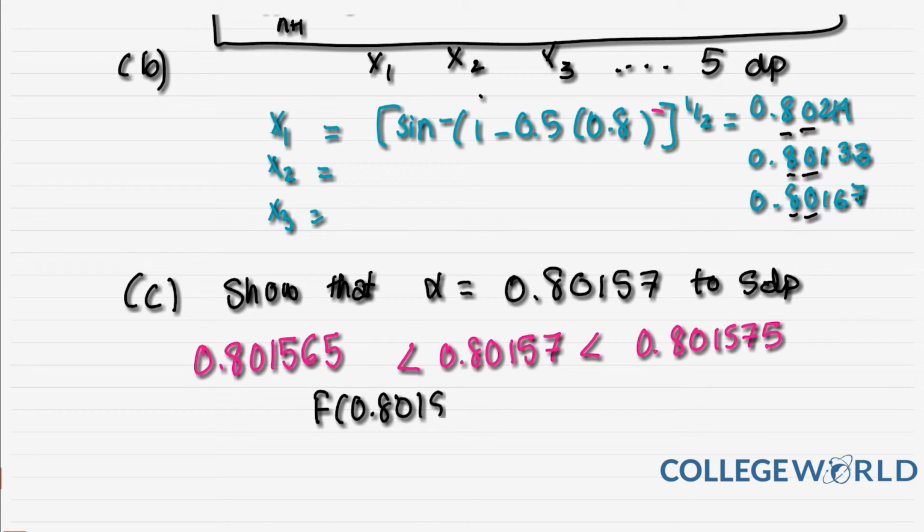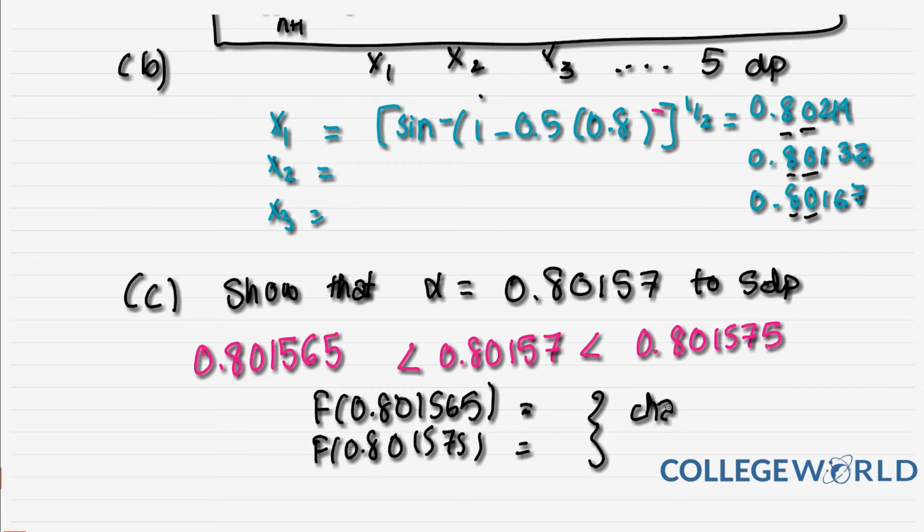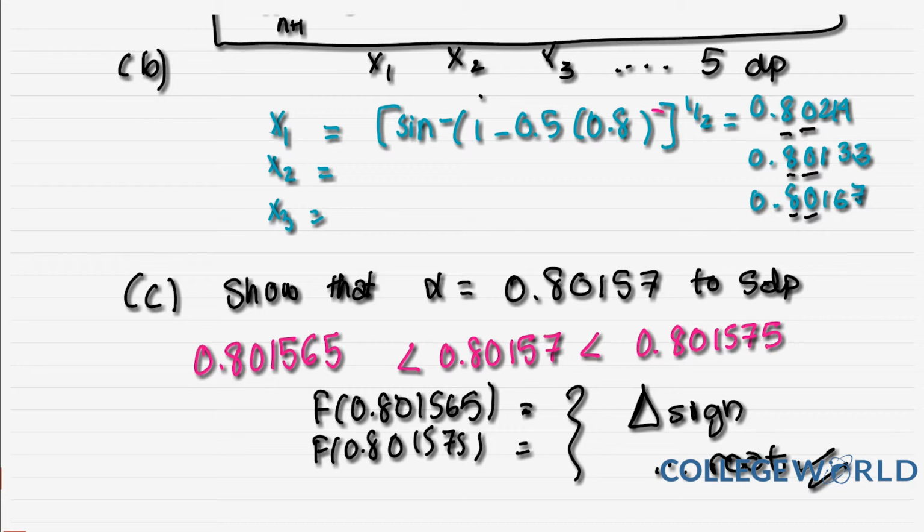And then what we do is we simply use the graphical method to find 0.801565, and that would give you a certain number, and then you do the same for 0.801575, and that will give you a certain number. You're going to notice that there's a change in sign, and thus there is a root. The root is correct.